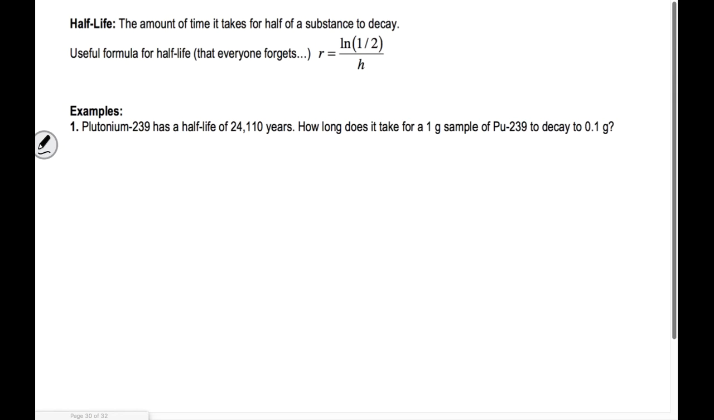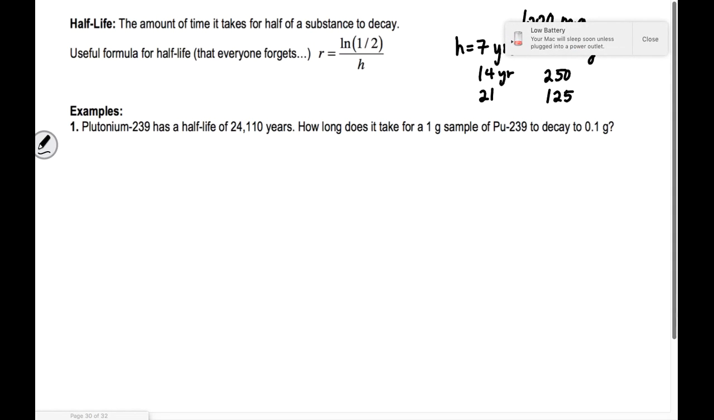So a half-life, let's say I start out with 1,000 milligrams of some object. And let's say my half-life is every 7 years. When will I have 500 milligrams? After 7 years. So when will I have 250 milligrams? After 14 years, after another 7 years. Does that make sense? When will I have 125? After 21 years. That's how a half-life works.